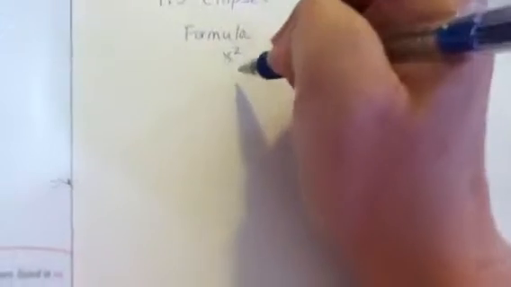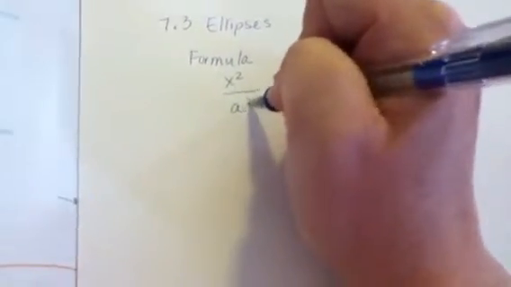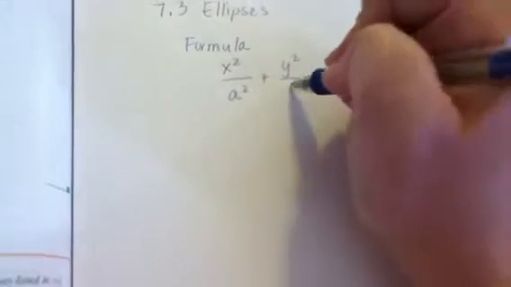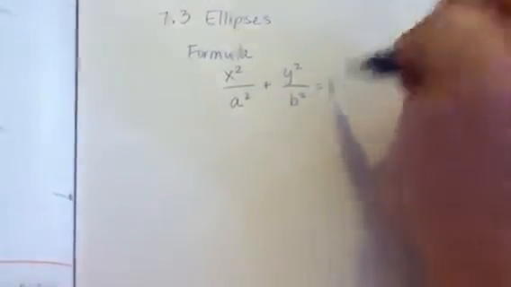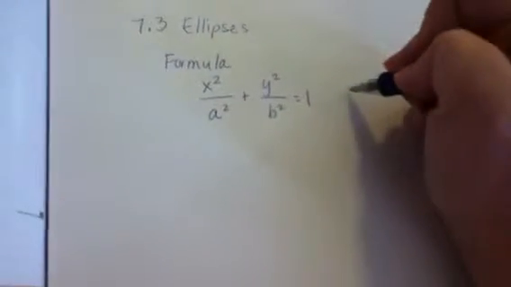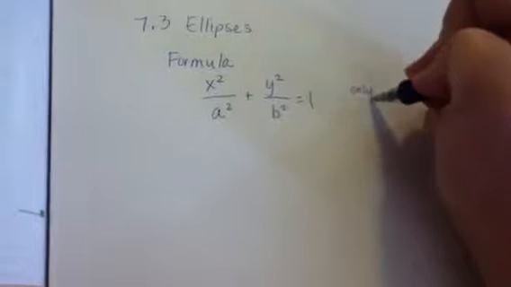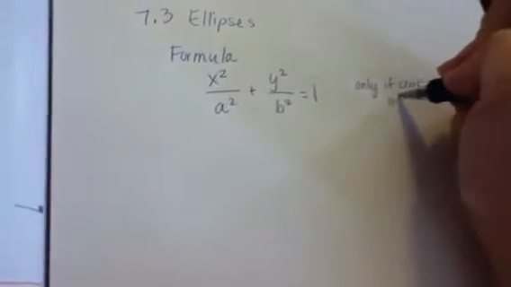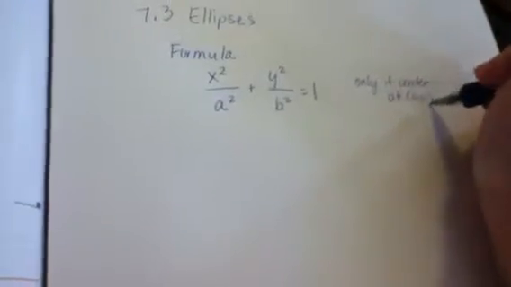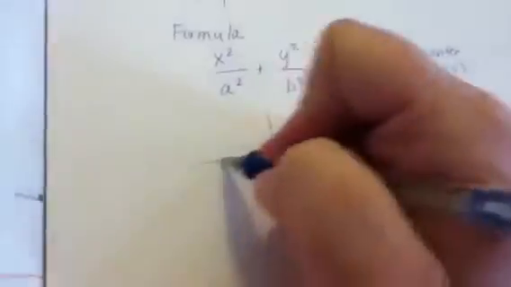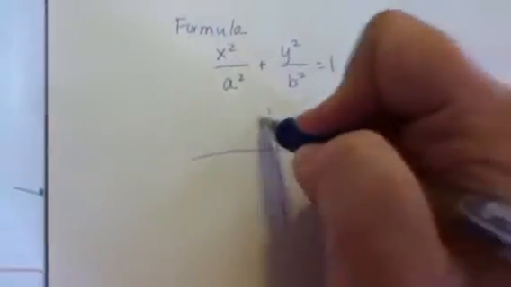There are other varieties of formulas that we'll talk about soon. Let's just focus in on this particular one. They're all pretty much the same. This particular formula is only if the center of your ellipse is at 0, 0, or the origin. Okay, let's draw a picture of what this ellipse would look like and what all the parts are.